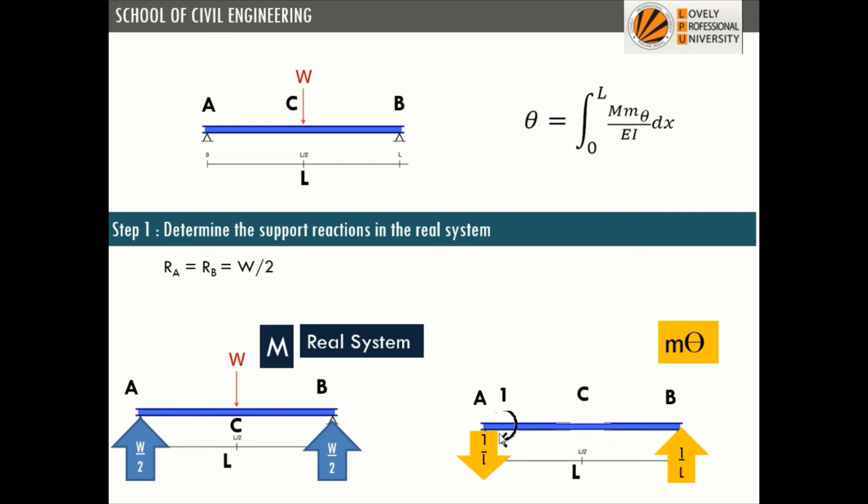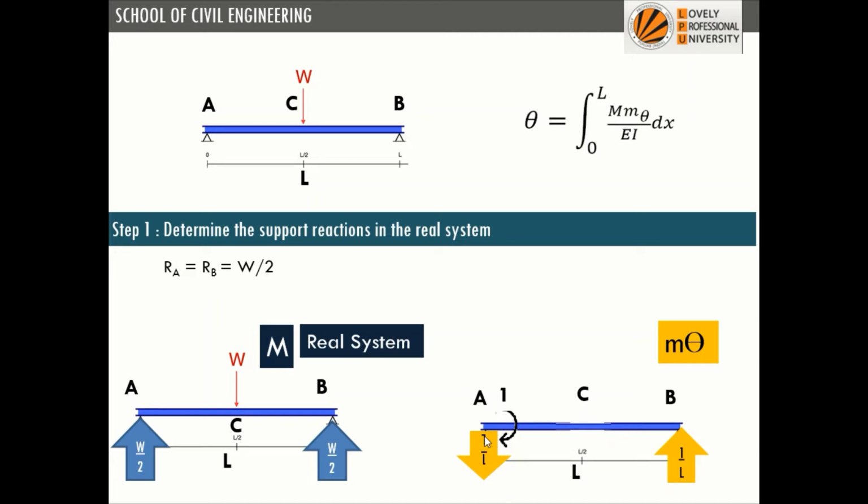Now we'll come here that the only load in the virtual system is a unit moment. So what will be the reaction? It will be 1 upon L. Moment value is 1, total length is L, so it is M upon L.